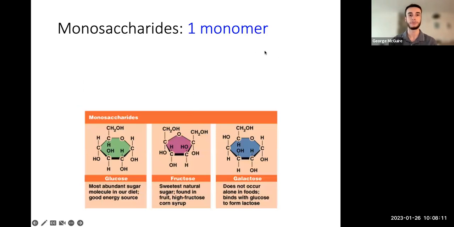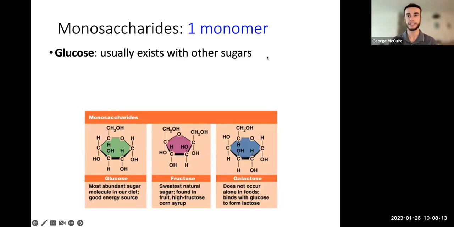So some example monosaccharides like glucose, again, the most common sugar on the planet, will usually be found with other sugars or combined with itself. And so glucose is basically what our bodies are going to be turning every other sugar into in order to be able to use it for cellular respiration.